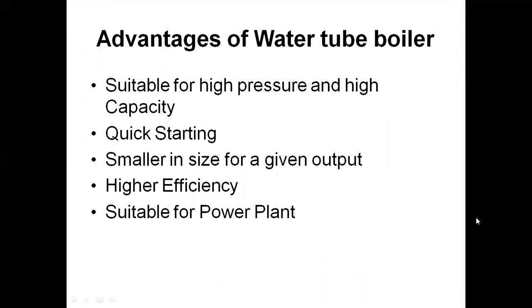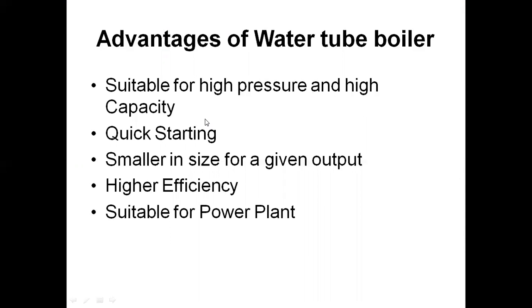So let us discuss advantages of water tube boilers. These water tube boilers are used for high pressure and high capacity applications. That means they are used at more than 100 bar pressure. Nowadays it is used for modern boilers. High pressure boilers are called modern boilers, and high capacity.